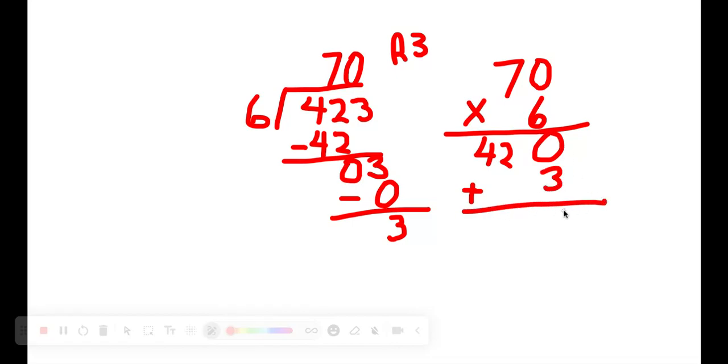0 plus 3 is 3. Bring down that 2. Bring down that 4. And I have 423, which is the same as the dividend. So that means my answer is right.